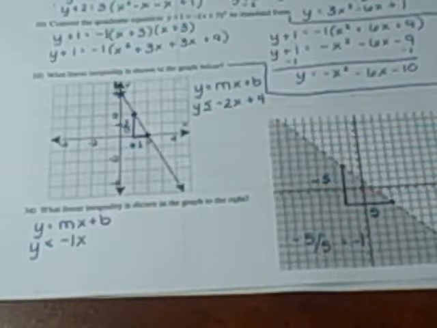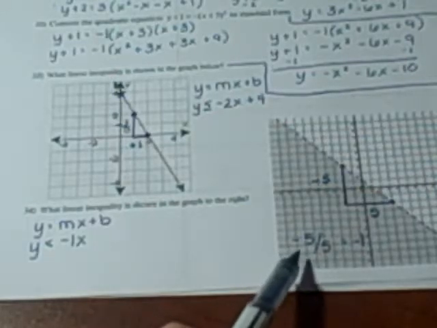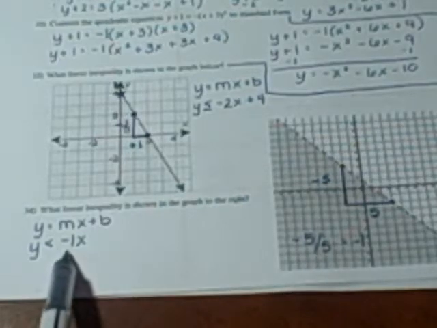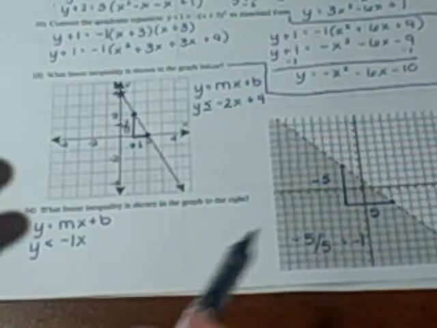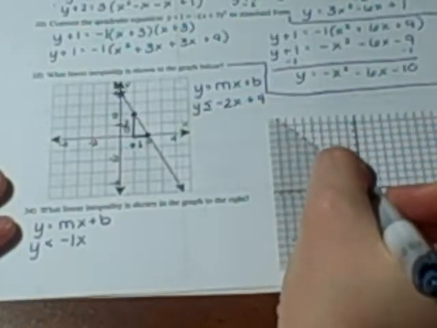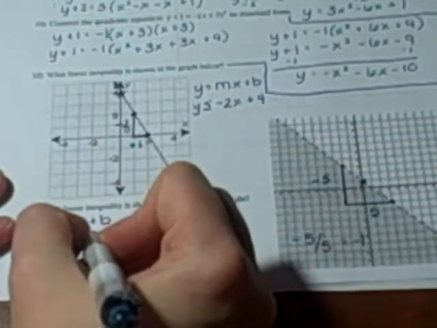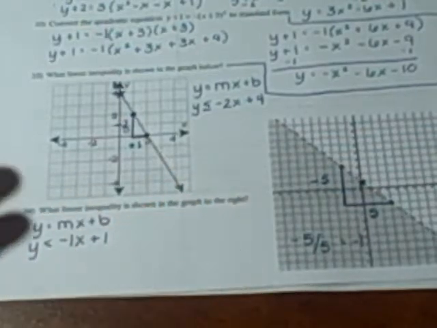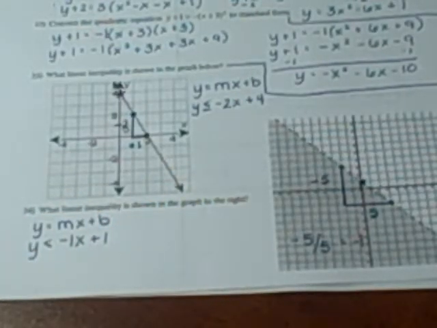However, keep in mind that this will be a multiple choice question. So you'll have to know that if you get an answer like this and the answer is written like this, that those are the same thing. Okay, and then I need my y-intercept. And it looks to me like my y-intercept is right here at positive 1. So my final answer would be y is less than negative 1x plus 1.